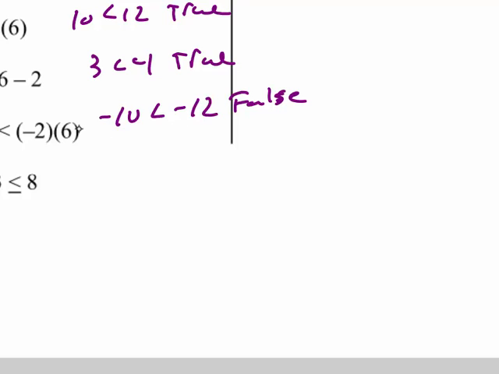So here's the deal. When you multiply or divide both sides of an inequality by a negative number, you're inserting the negative. To keep it true, you have to flip the inequality. So now it's true.